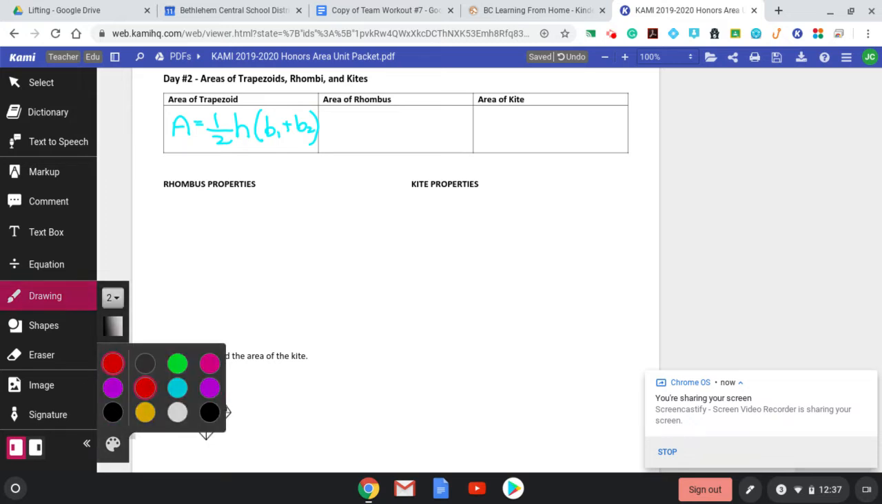Rhombus and a kite, got good news for you. They're the same formulas. All right, the area of a rhombus is 1/2 d1 d2, and it's the same for a kite. Okay, 1/2 d1 d2. And a reminder from last time's notes that d is equal to the diagonal length.